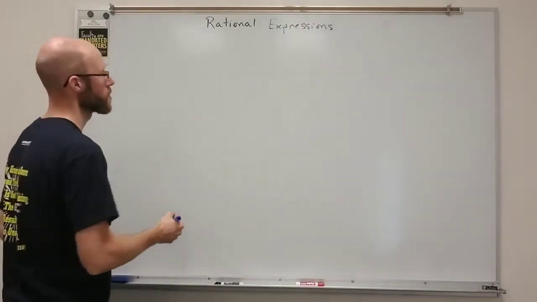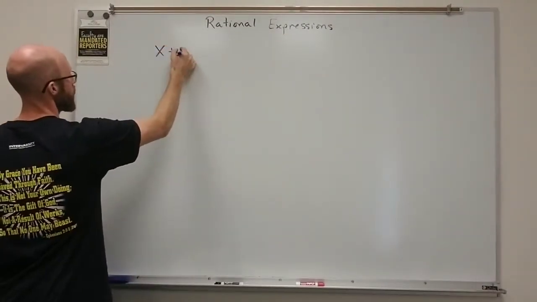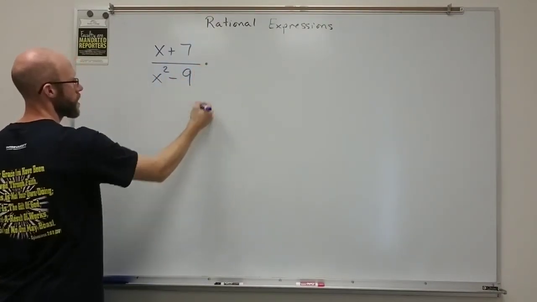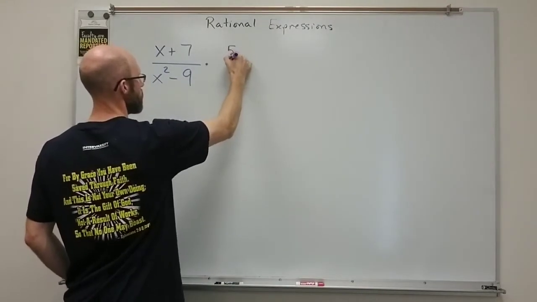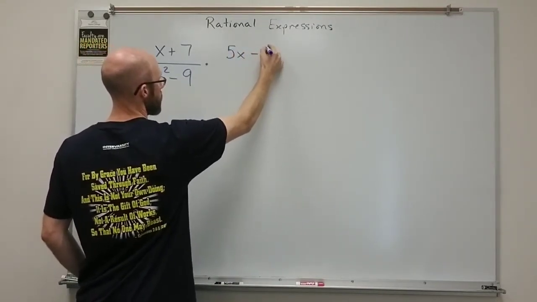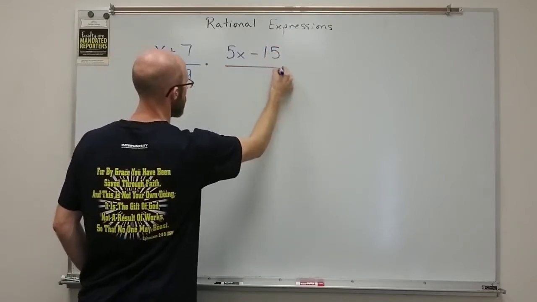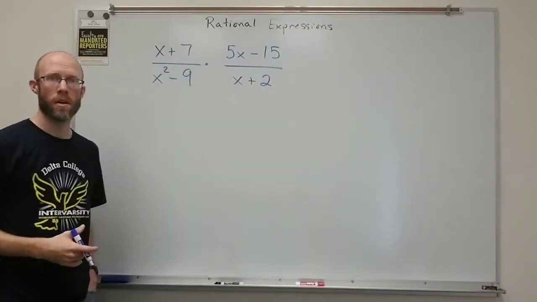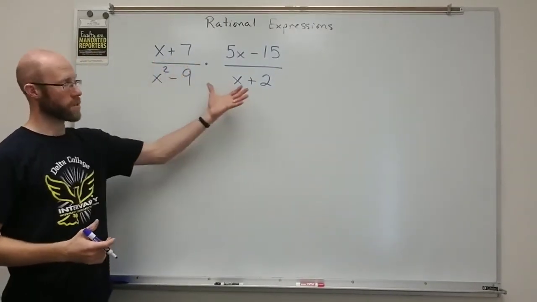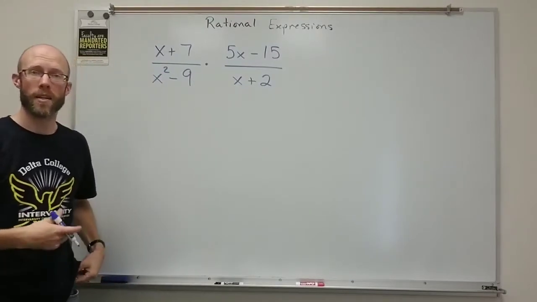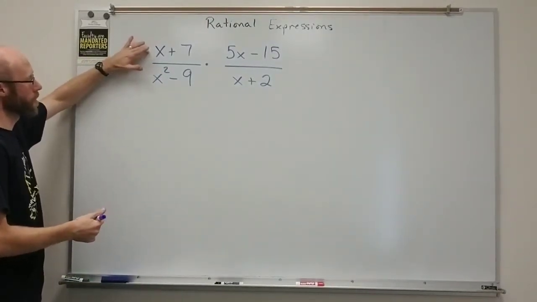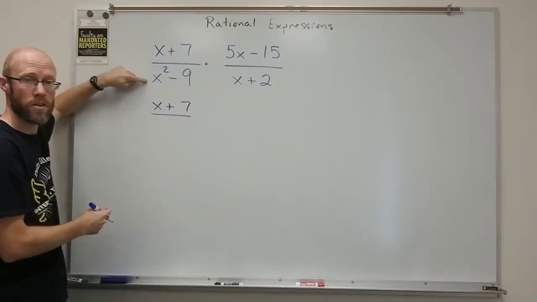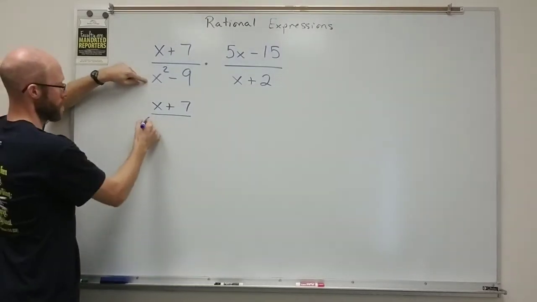So we might have something like x plus 7 over x squared minus 9 times 5x minus 15 over x plus 2. Okay, and so in this example, again, I would like to factor everything that does factor and then cancel. So here, the numerator on the first fraction does not factor. The denominator does. It's a difference of squares. So we're going to get x plus 3 and x minus 3.